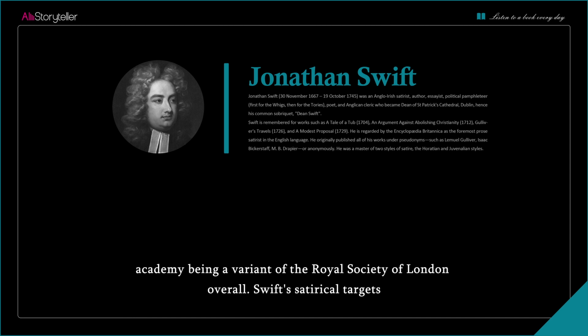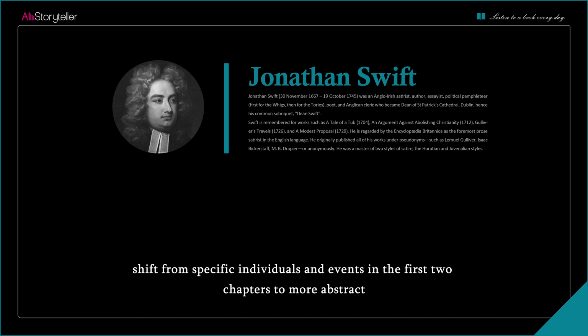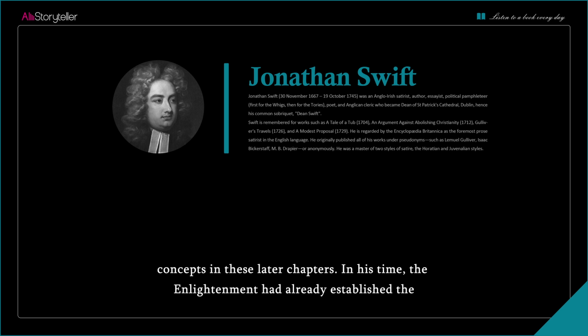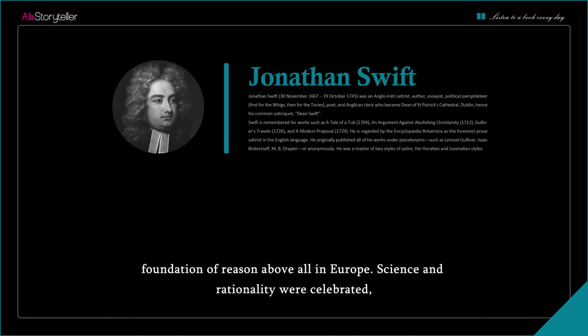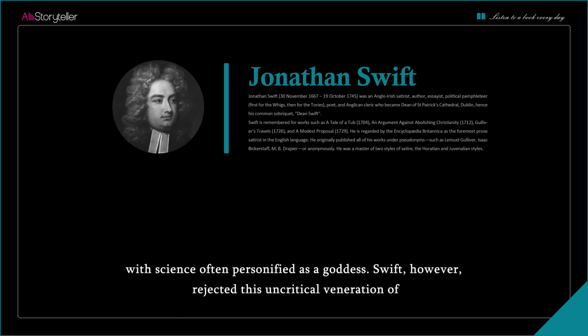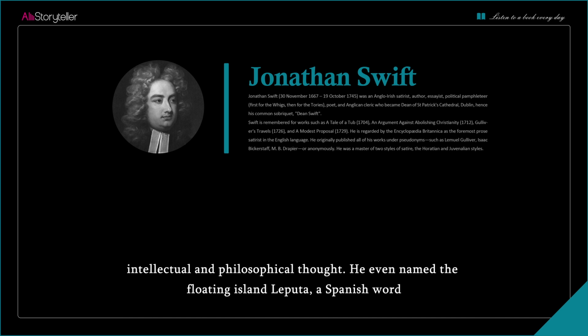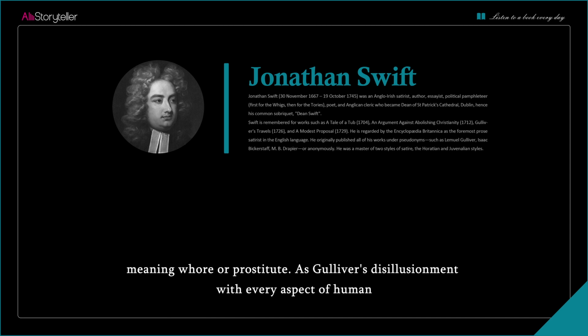Swift's satirical targets shift from specific individuals and events in the first 2 chapters to more abstract concepts in these later chapters. In his time, the Enlightenment had already established the foundation of reason above all in Europe. Science and rationality were celebrated, with science often personified as a goddess. Swift, however, rejected this uncritical veneration of intellectual and philosophical thought. He even named the floating island Laputa, a Spanish word meaning whore or prostitute.